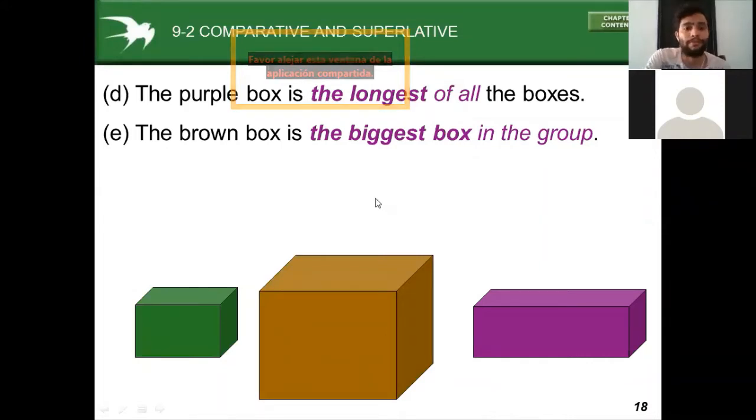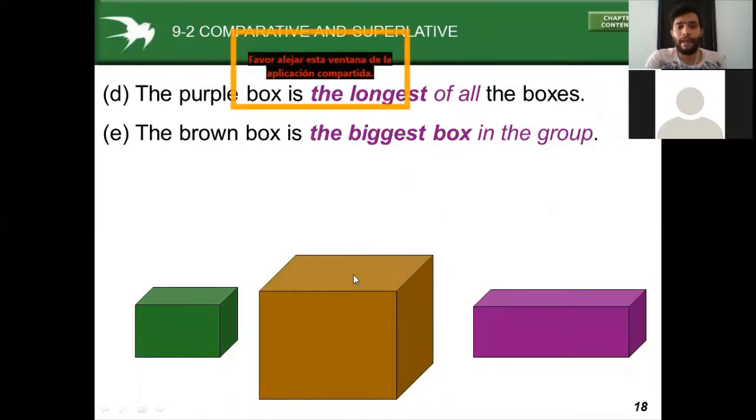So take a look at this. The purple box, this one down here, is the longest box, or is the longest of all the boxes. Here, 1, 2, 3. This is the longest one, right? We're only speaking about one. Even though we are making distinctions or comparing all of them, we just care about one of them. In this case, the purple one. Two, the brown box is the biggest box in the group. Again, we are talking about the group, but we just care about one of them, which in this case is the brown box.